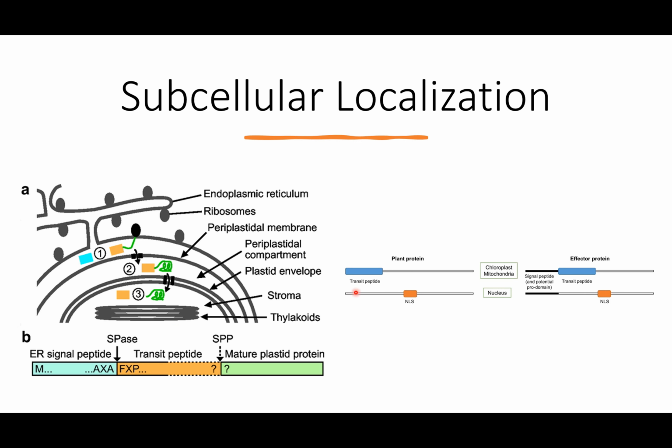So by using some bioinformatic tools, we can predict the transit peptide, and actually different compartments have different target peptides or signal peptides. And normally for chloroplast and mitochondria, the transit peptide exists in the N-terminal of the protein, but for nucleus, the localization signal exists within the sequence of the protein. So by using some different bioinformatic tools, we can predict the subcellular localization.